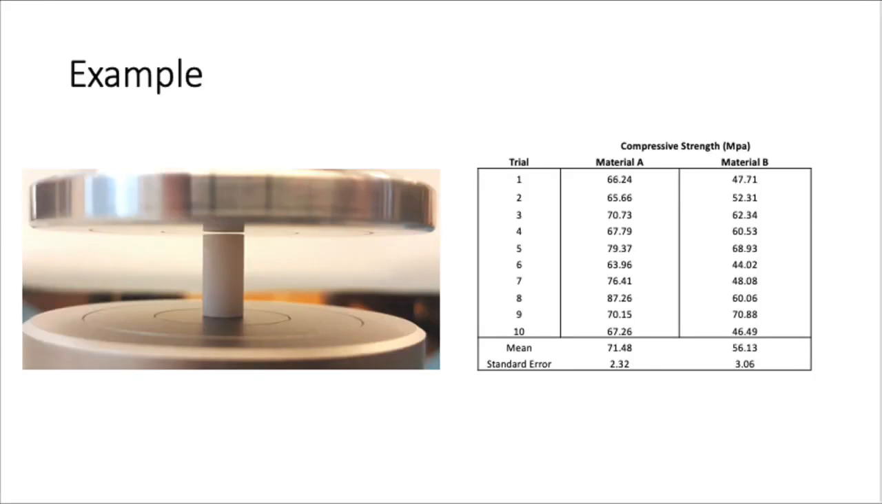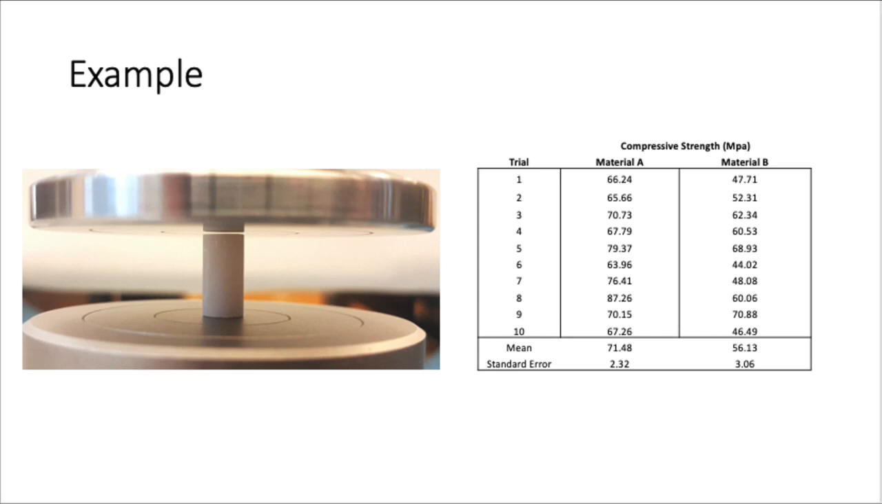So I always think that everything is a lot easier when we have a concrete example. So, pun intended, we have a compressive sample of a concrete cylinder, and we're interested in learning whether material A is stronger than material B. So we're going to put our little concrete sample in a mechanical testing frame, and we're going to crush our sample until it breaks, and then we're going to do that 10 times and measure our compressive strength.